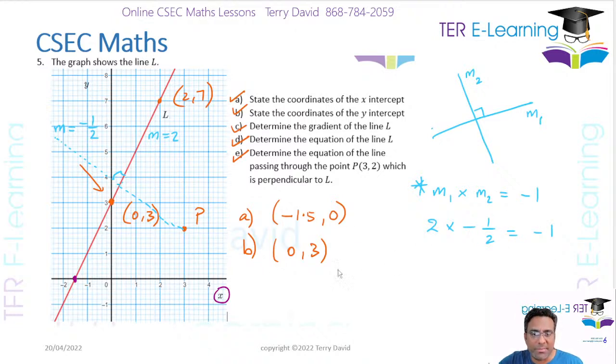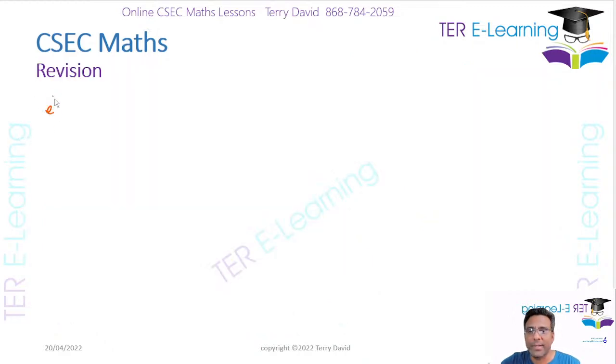So some students learn it like this. If the gradient of one line is 2, then all I need to do is invert it. So it becomes 1 over 2, and we put a minus sign in front of it. So the gradient of this line that is passing through the point P is going to be minus a half. So this is part E that we're working out.